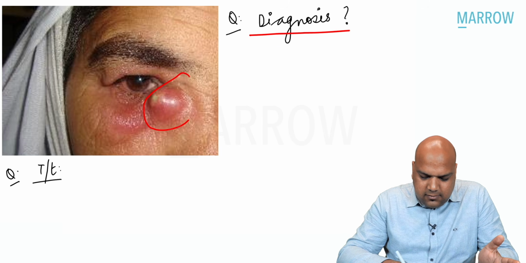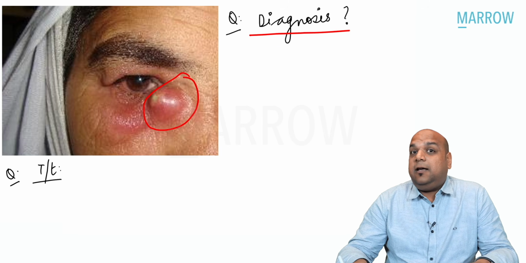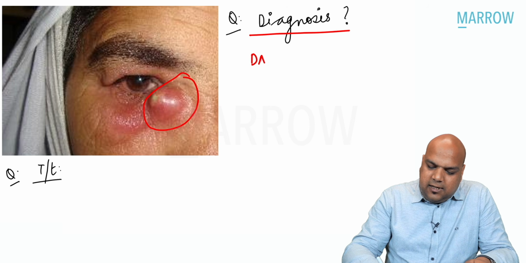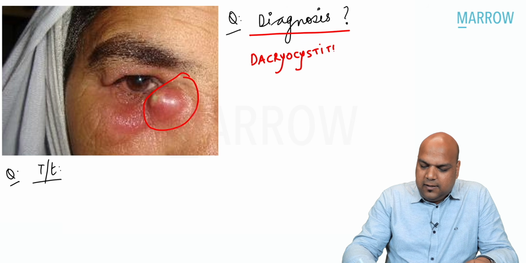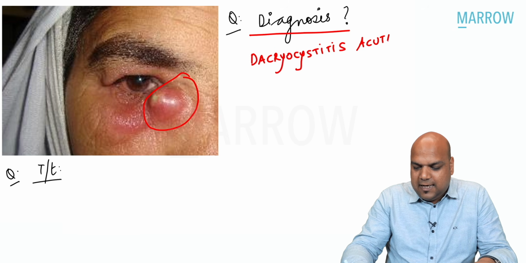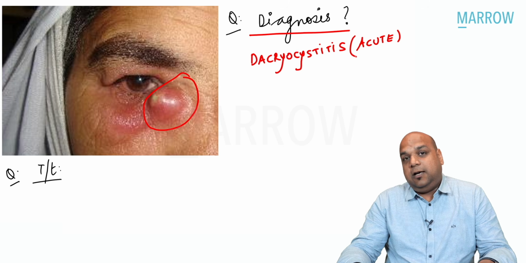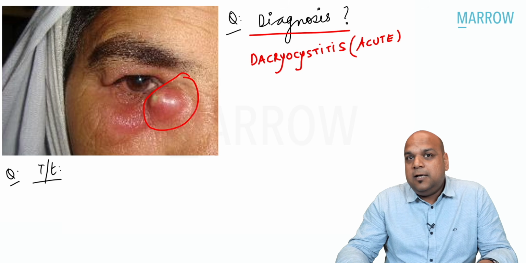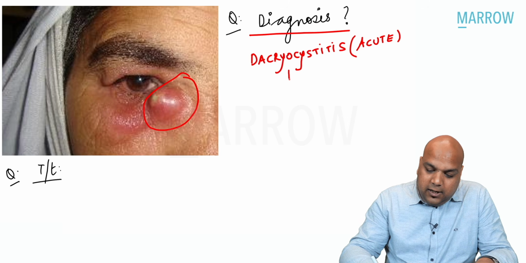What is here? What is here? What is here? Yes, lacrimal sac. So this is a case of dacryocystitis. And based on the redness and the pus, you know it is an acute exacerbation or an acute attack of dacryocystitis. What has formed in acute dacryocystitis?